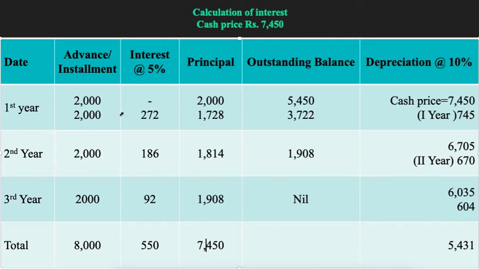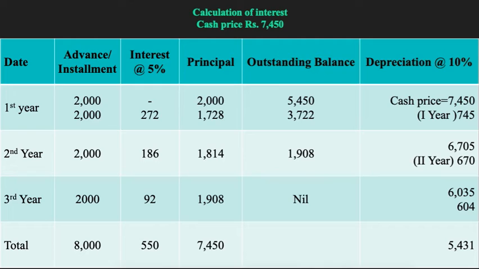Now what we have to do, we have to pass all these information in the journal. So we have to pass the journal entries in the books of Madhu, right? So today I will explain you how to pass the journal entries in the books of Madhu, and then in my next video I will continue with the same problem and will explain you how to pass the journal entries from this given information in the books of Machines Limited. So let us go for that.